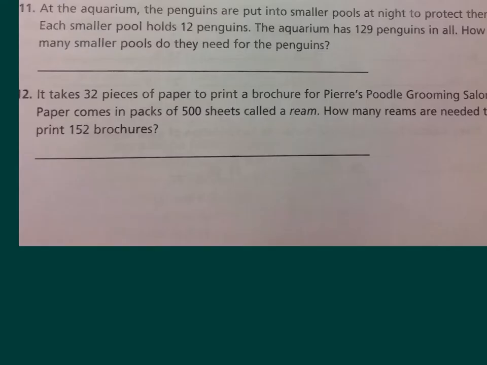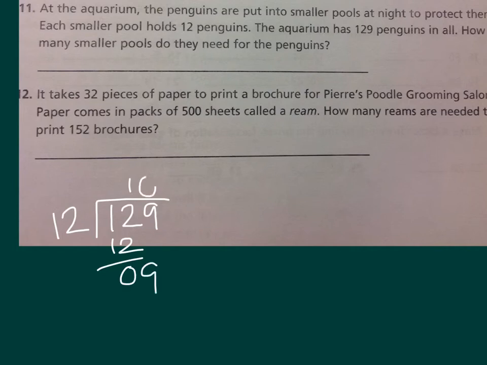Number 11 says, at the aquarium, the penguins are put into smaller pools at night to protect them. Each smaller pool holds 12 penguins. The aquarium has 129 penguins in all. How many smaller pools do they need? So they are dividing the penguins up into groups of 12. So this is pretty easy because 12 goes into 9 0 times.